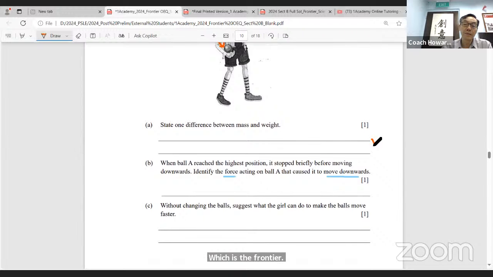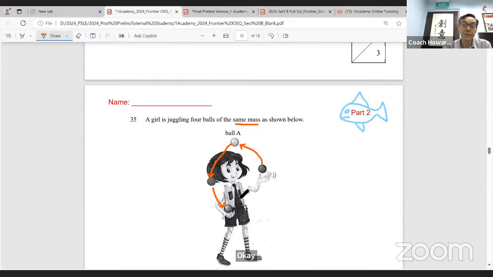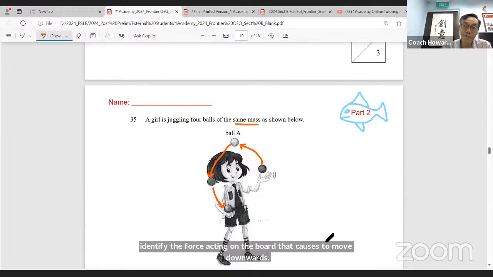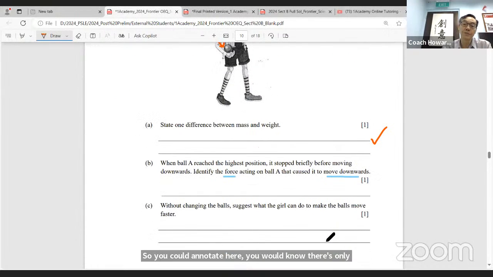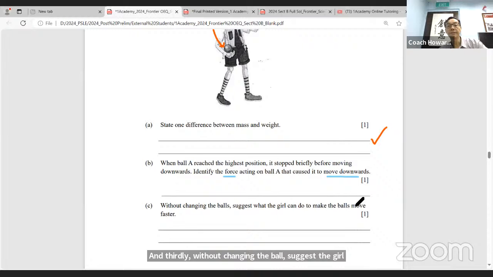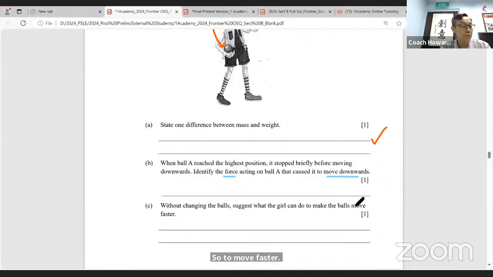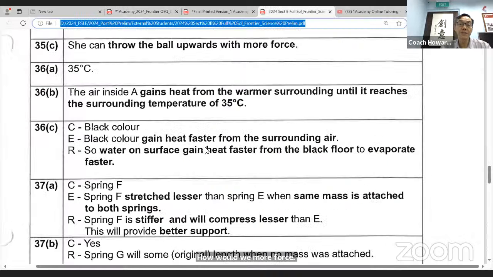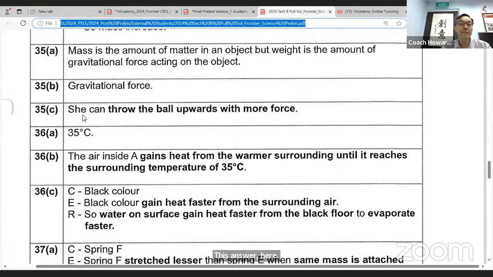So we have done this already. Second, identify the force acting on the ball that causes it to move downwards. If you annotate here, you will know there's only one force, and that is gravitational force. And thirdly, without changing the ball, suggest what the girl can do to make the balls move faster. She can throw the ball upward with more force, as showcased in this answer here. Question 35, C. She can throw the ball upwards with more force.